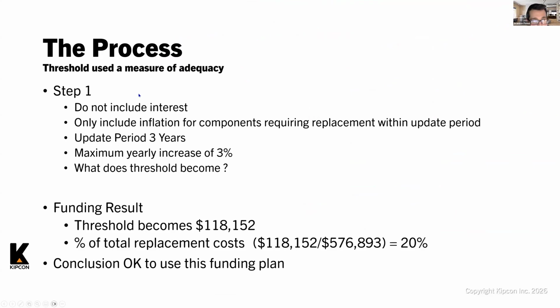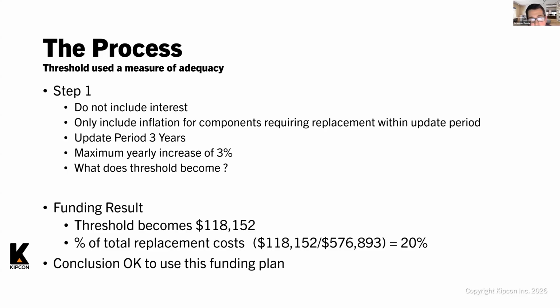So first thing was we're going to take interest out. In discussions with the client, that was what the determination was. We only included inflation for components requiring replacement within the first 3 years. So again, is that a major thing for 3 years? No, it's not. And honestly, I would probably in this instance recommend the association not use inflation at all. But that's just what we came up with.